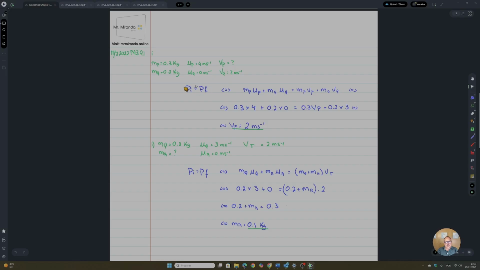Again, it's just applying the law of conservation of momentum, all right? Substituting each one nicely, keeping the only thing that you don't know as your variable, and solve it. There's no big deal over here.